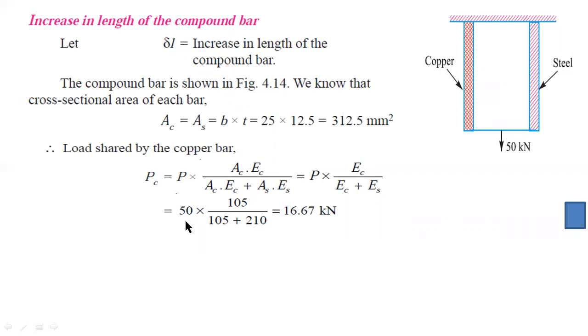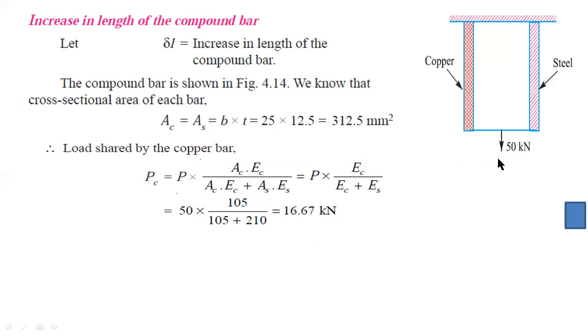So substitute all the values, P equal to 50 kilonewtons and AC, EC and ES all are given in our problem. So substitute all these values. You will get the load carried by the copper bar, that is the answer PC equal to 16.67 kilonewton. So this is the load acting on the copper bar. This copper bar carrying a load of 16.67 kilonewtons out of 50 kilonewtons load.